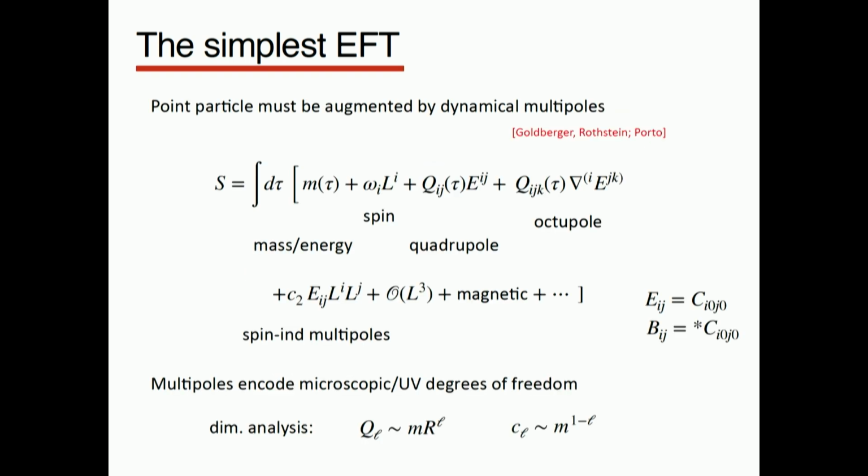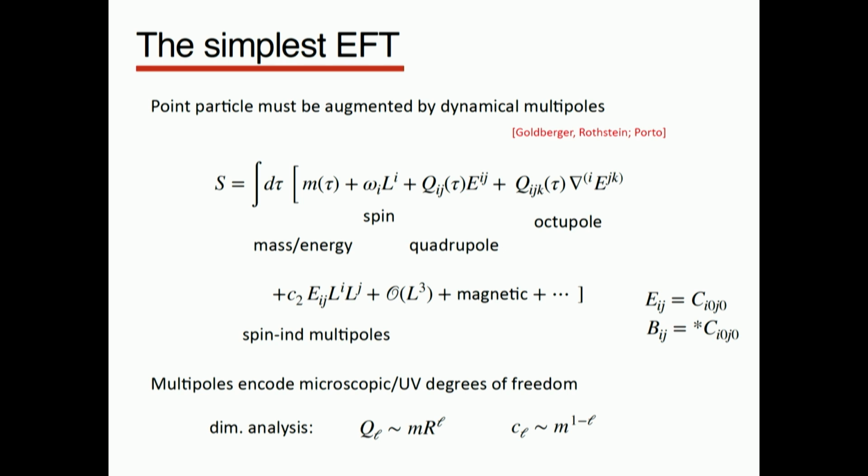Let me describe in more detail the structure of this effective field theory. We have the leading term, which is the mass of the object, or its energy if it's a more complicated composite object. There's a term which is the coupling of the angular velocity of the frame attached to the object to the spin of the object, which I'm calling L. And then there are the multipole moments of the object. That's what I said, this is the simplest EFT from undergrad.